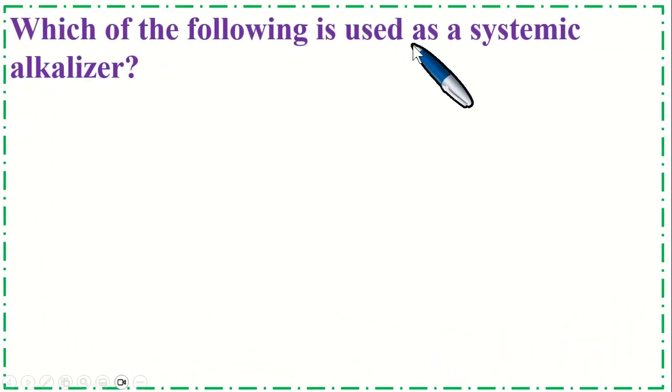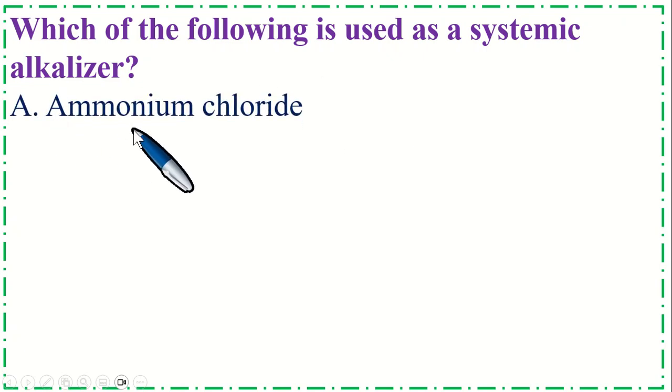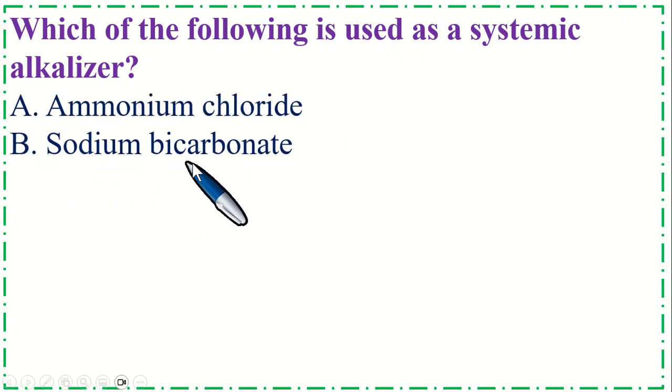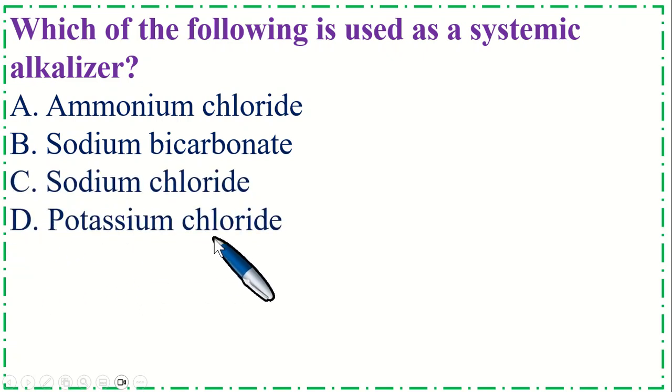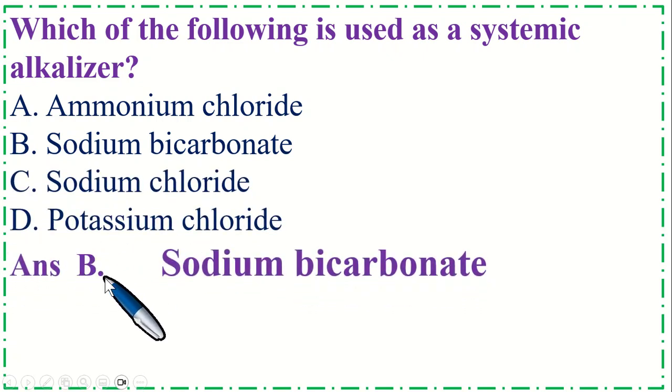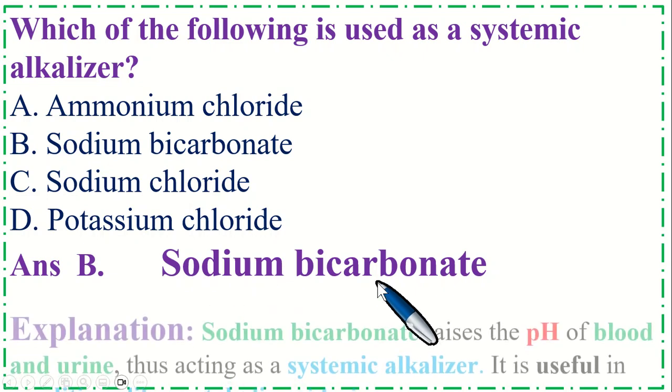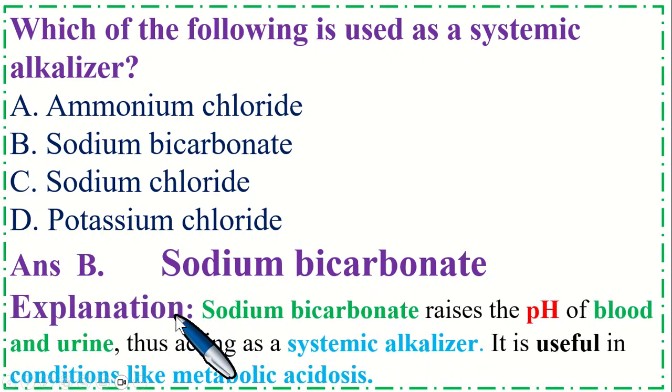Which of the following is used as a systemic alkalizer? Option A, ammonium chloride. B, sodium bicarbonate. C, sodium chloride. And option D, potassium chloride. So the correct option is B, sodium bicarbonate. Explanation: sodium bicarbonate raises the pH of blood and urine, thus acting as a systemic alkalizer. It is useful in conditions like metabolic acidosis.